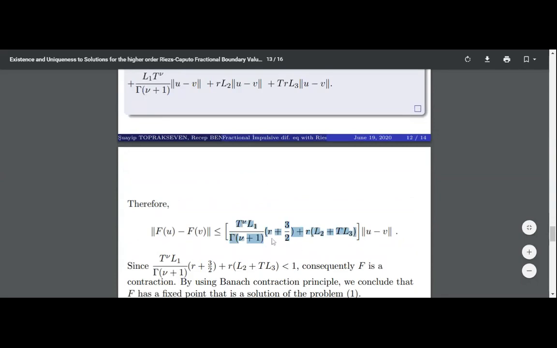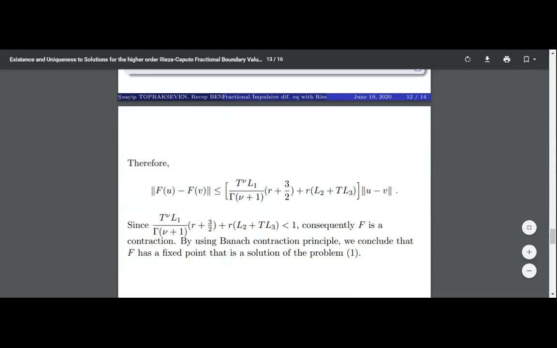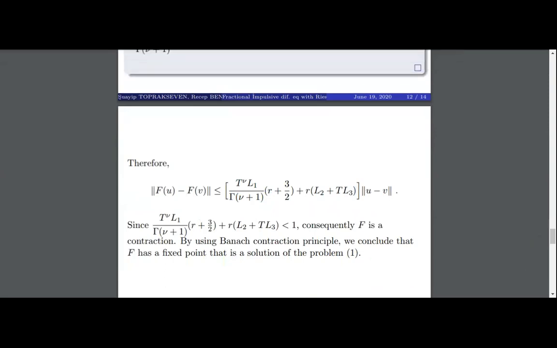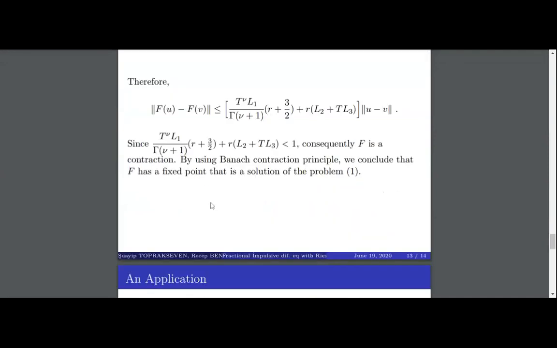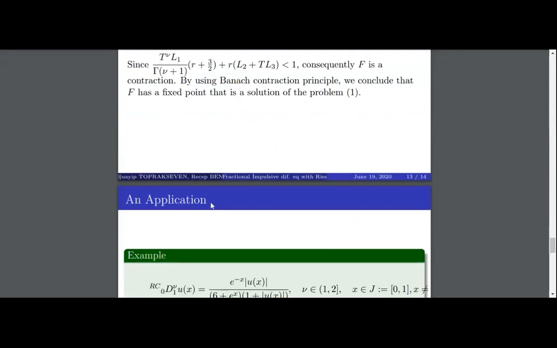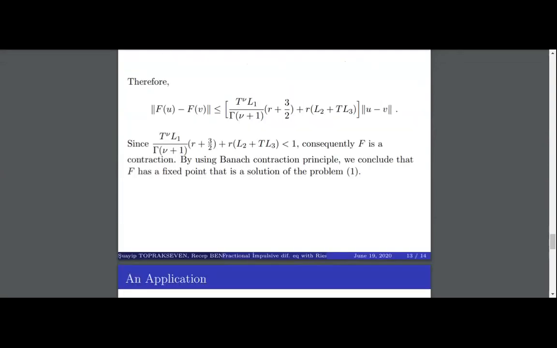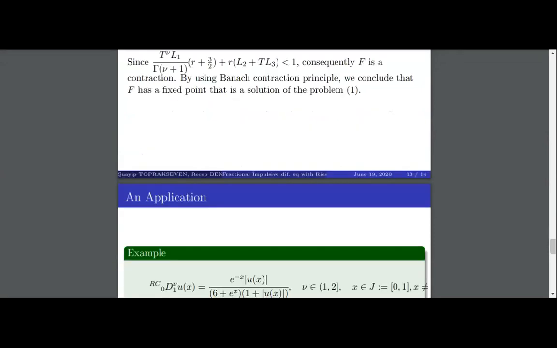By assumption, this number, which is a real number, is less than 1, and this shows F is a contraction. By the Banach theorem, it has a unique fixed point. This unique fixed point is the solution of our problem.